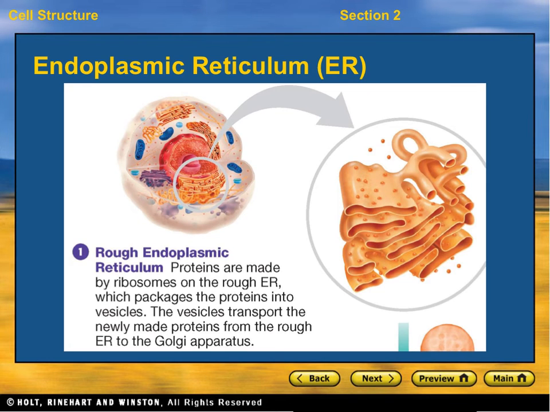So if you take a quick look here, the rough endoplasmic reticulum, or rough ER, is where the proteins are made by ribosomes, which package the proteins into vesicles, and then the vesicles are going to transport the newly made proteins from the rough ER into the Golgi apparatus. You can see right here these little dots, this is representing the rough ER. When we have smooth ER, we are missing those little bumps.